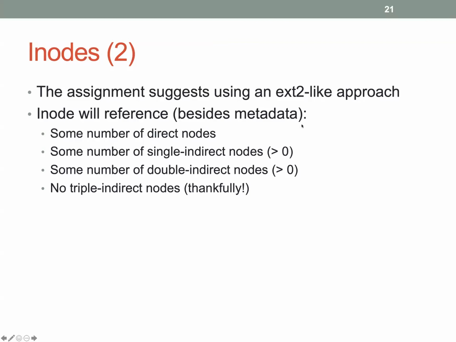Okay, so the inode references, besides metadata, some number of direct nodes, some number of single indirect nodes, which means you have another sector that's part of the inode, and it says here are sectors in the file. And then some number of double indirect nodes, which means the inode has a reference to a sector, which points to other sectors that also contain indexing information. And then the second level index points to sectors in the file contents. You can look at the file system lecture. It was 1 or 2 lectures ago that describes that data structure, but the Wikipedia article is also really good.